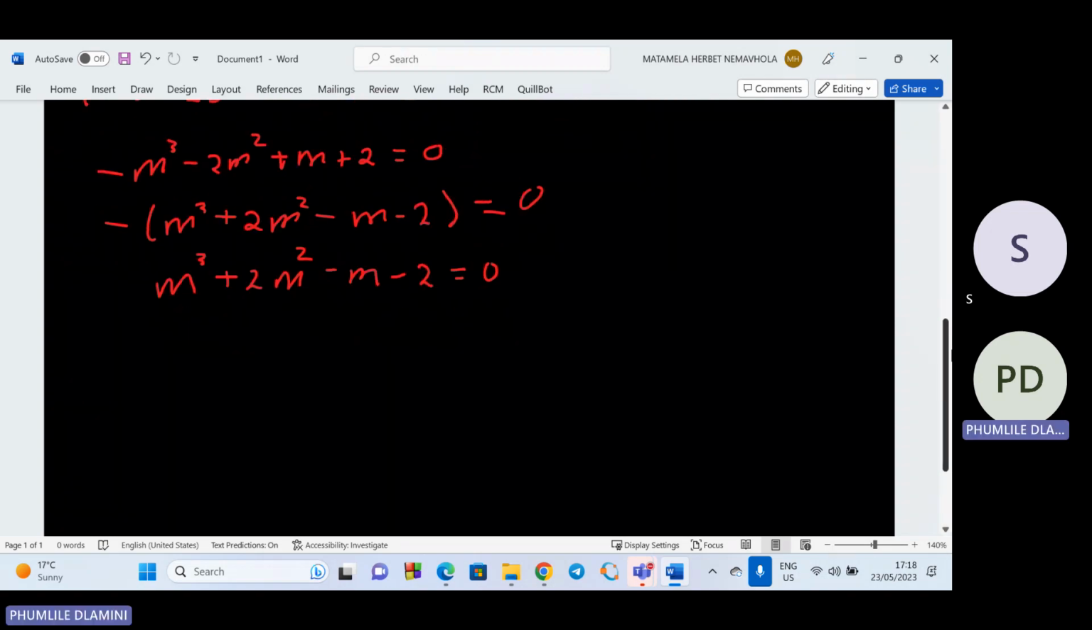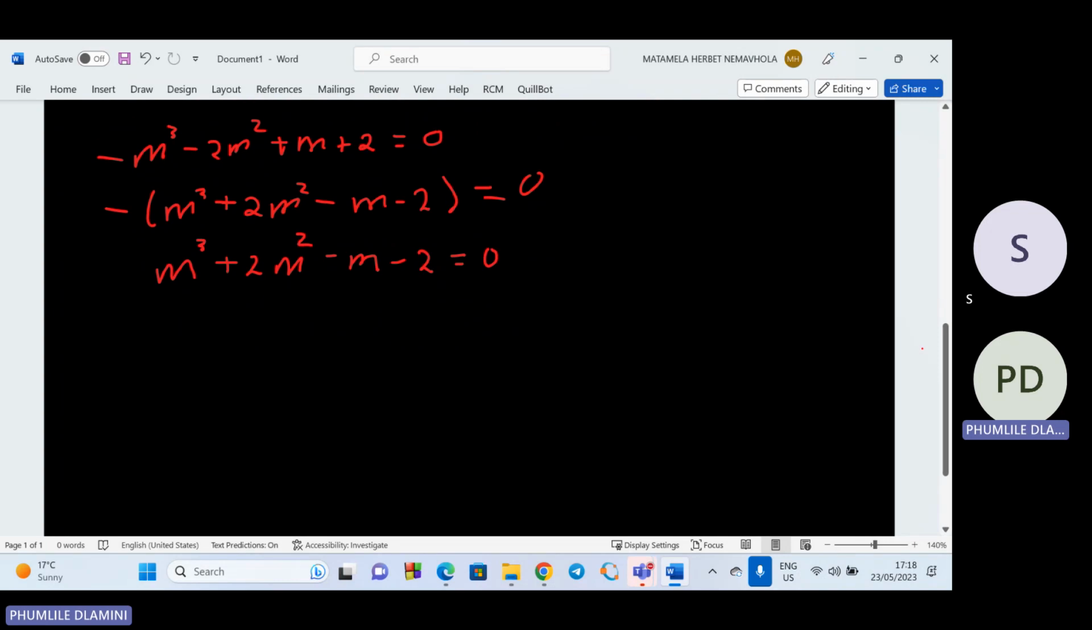Now we can try to check a number that we can use so that we can get 0. If we let m equal 1, you will see that if we substitute 1 in this equation, we have 1 cubic plus 2 times 1 minus 1 minus 2, which is going to give us exactly 0. Then now we know that m minus 1 is a factor.